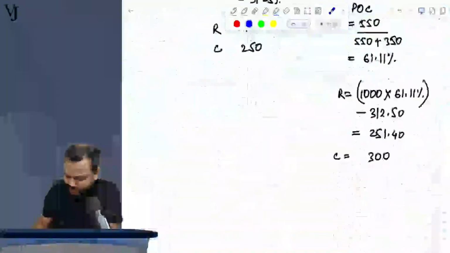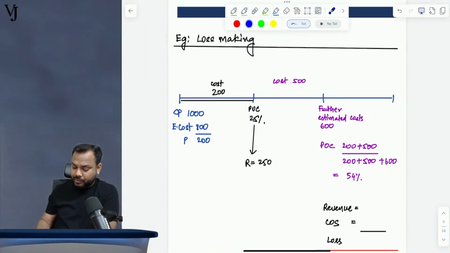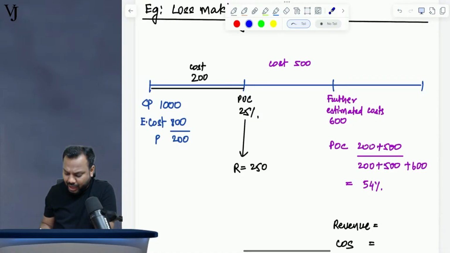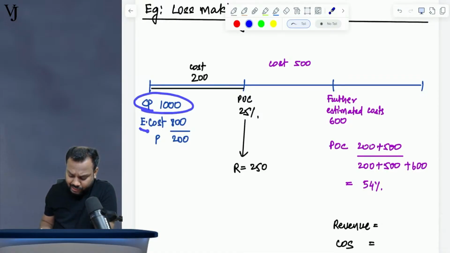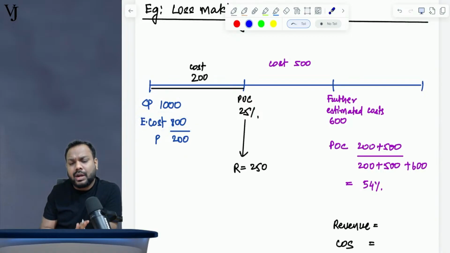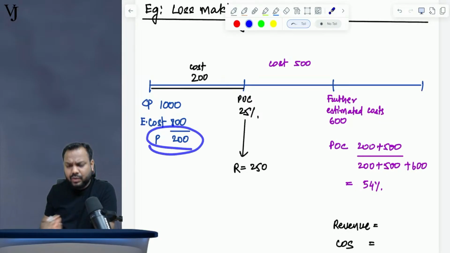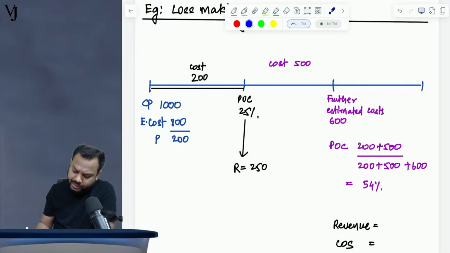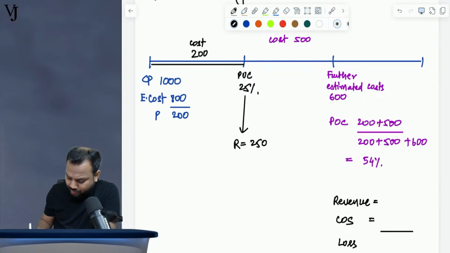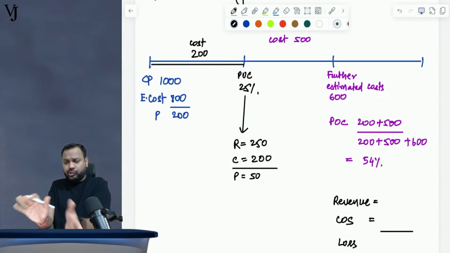Now let us take up an example of a loss making contract. Suppose we have a total contract price of 1000 and an estimated cost of 800. The profit is 200. Ideally, this was a profitable contract. In the first year, we calculated the percentage of completion to be 25%. So I will recognize a revenue of 250, a cost of sale of 200, and record a profit of 50. Is that a challenge? No challenge.